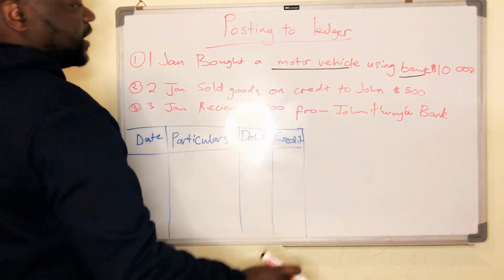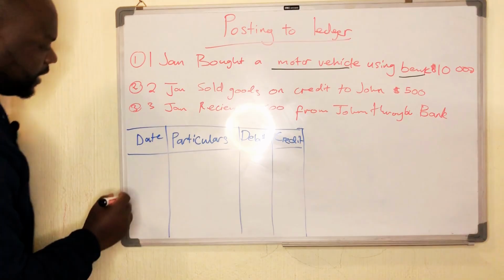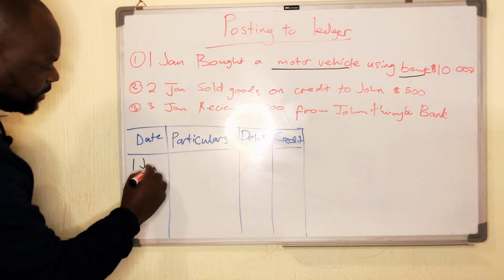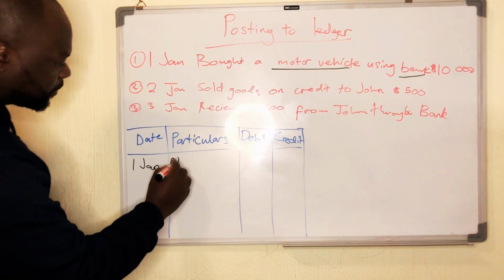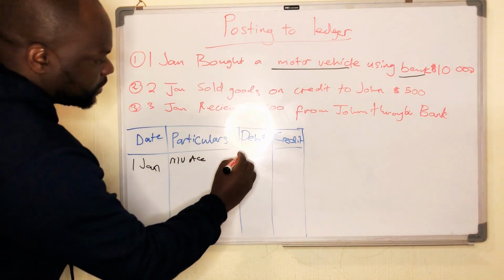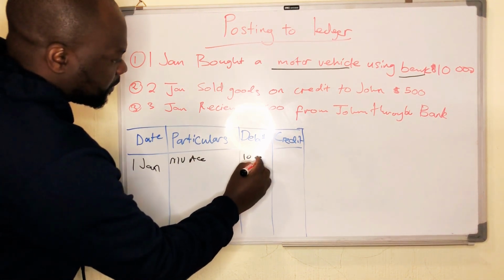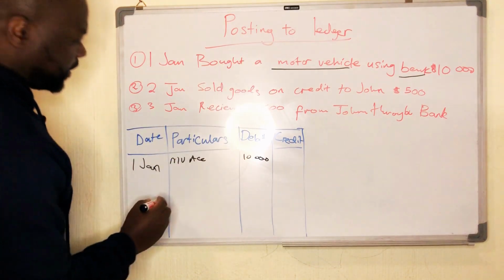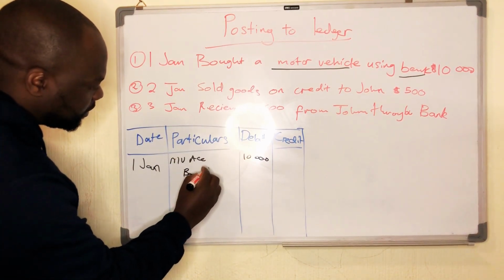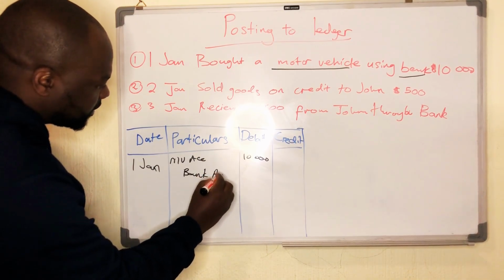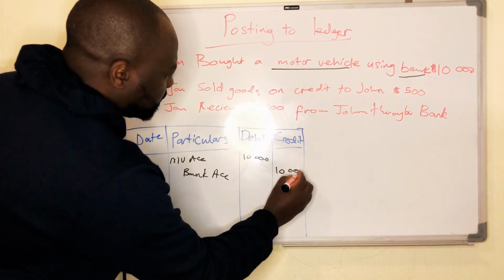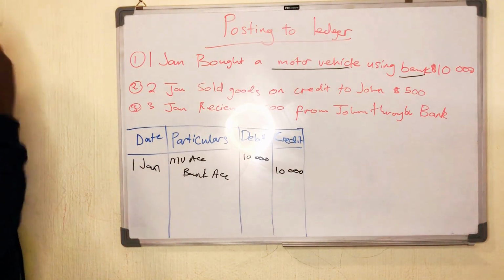So what is coming in here? The motor vehicle is coming in. So we are going to debit. We'll start with our date. We debit the motor vehicle account, and the amount is 10,000. And we are going to credit our bank account, the same amount. I'm not going to put narrations because of the space.